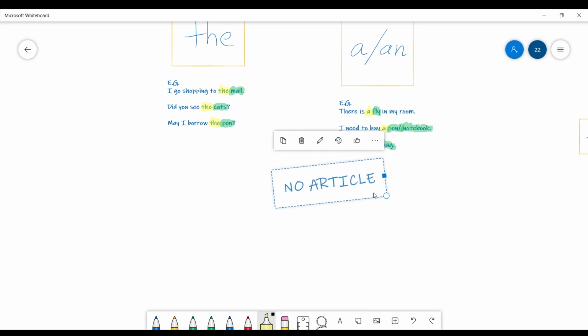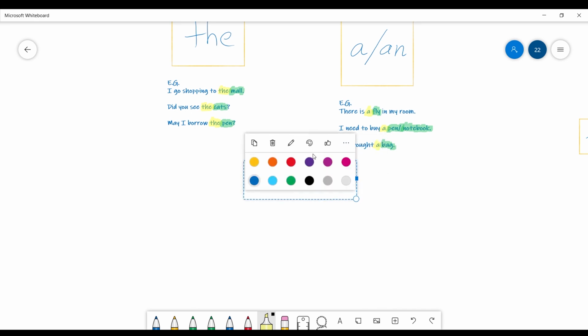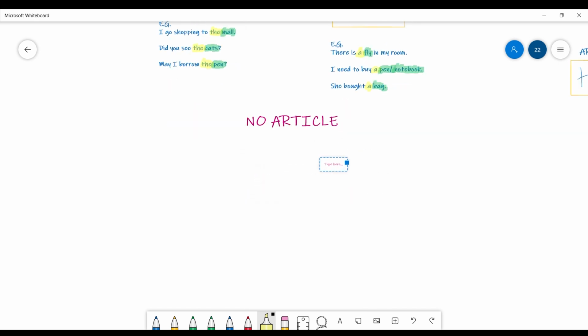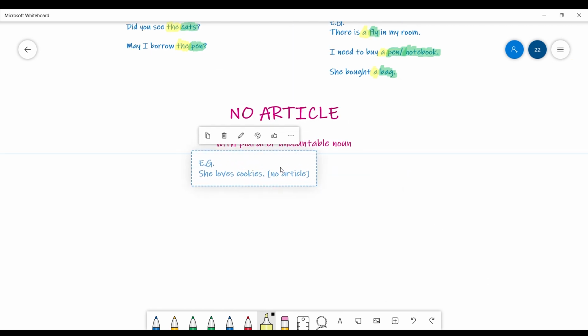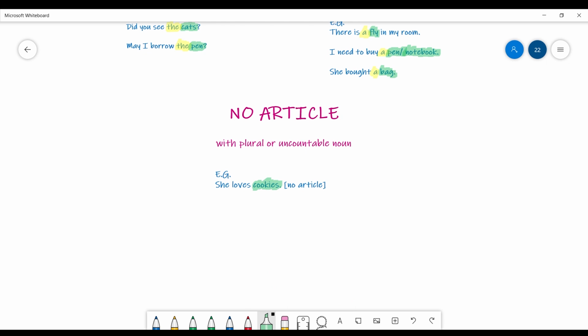And now we are going to discuss the case when we are using no article. Do you know the situation when we are using no article? If we are having a plural or uncountable noun in a sentence, we are using no article. For example, she loves cookies. There is no article because we have cookies.